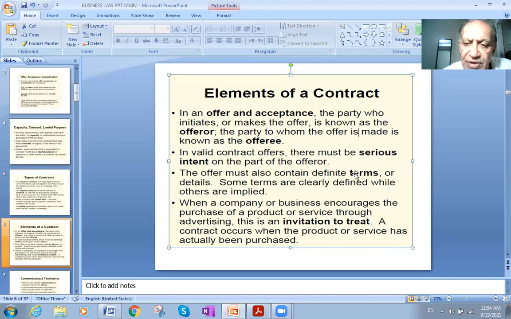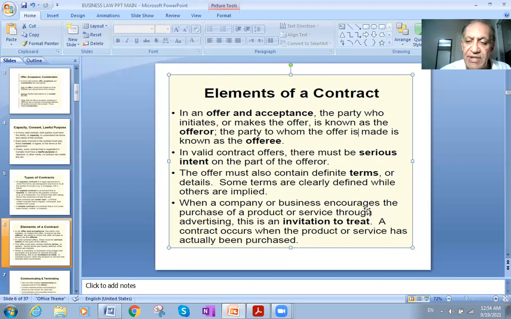The offer must also contain definite terms or details. Some terms are clearly defined while others are implied, meaning logically included. So some of them are known, clear, and written, and other conditions are implied, meaning logically you can understand them. You don't need to write them. It's hidden, it's not seen, but it's okay, it's working.